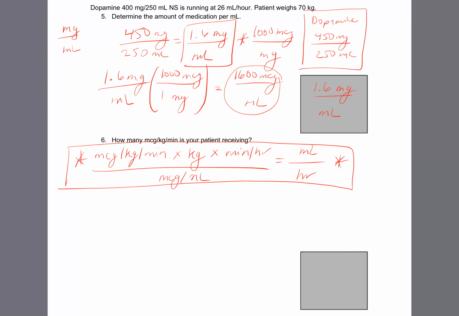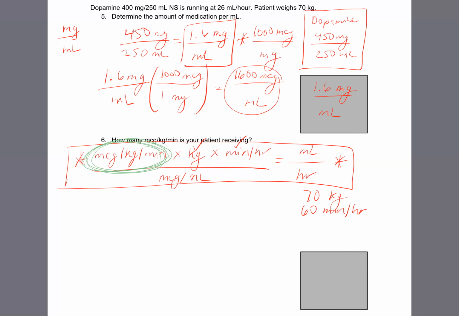So let's see what we have. Do we have micrograms per kilogram per minute? No, because that's what they're asking for. So I'm going to go ahead and put that in a different color. So this is what we're looking for right here. And do we have the kilogram of the patient? Yes. 70 kilograms. Check. Do we have the minutes per hour? Yes, because it's always 60 minutes per hour.